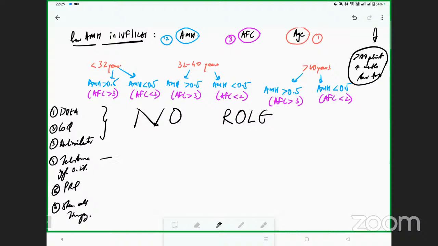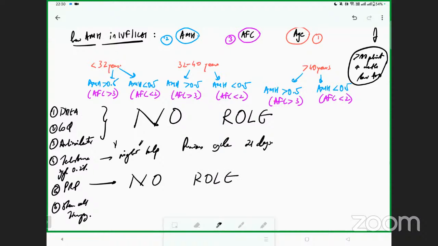Testosterone gel 0.2%. Might help, and the most important word here is might. You can give it in the previous cycle, for 21 days. Anytime you give it for 21 days, it is okay. All right, PRP. Fortunately, no company is making PRP, so I can proudly say it has no role. Even if you have had experiences, I know 90% of IVF consultants who have had wonderful experience with PRP. But fortunately, the conference you attend, ESHRE, has itself said it has no role.